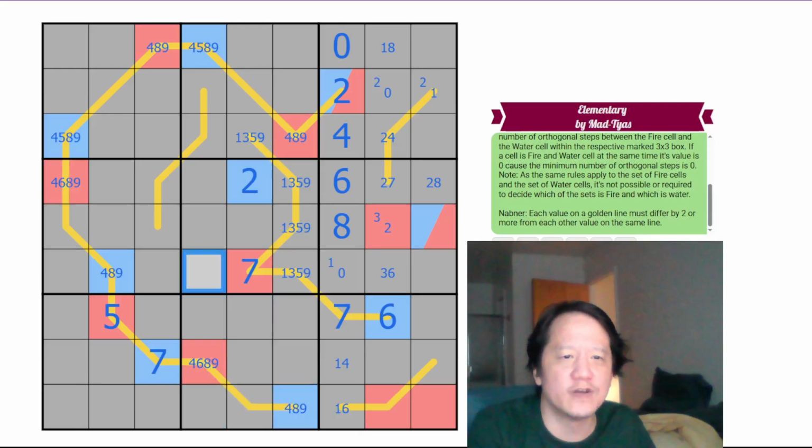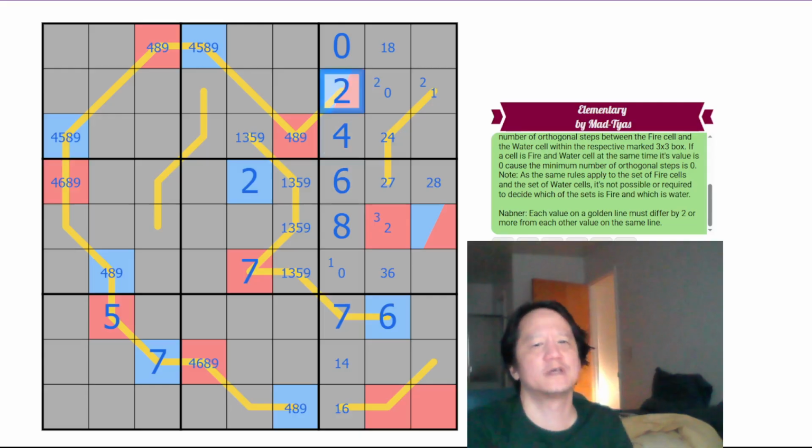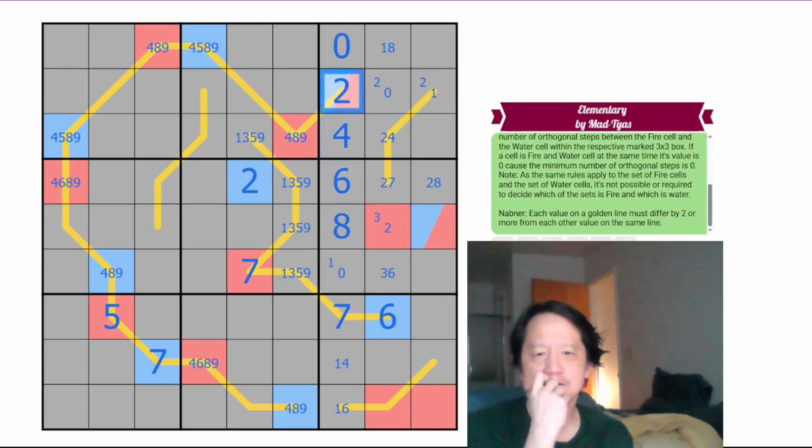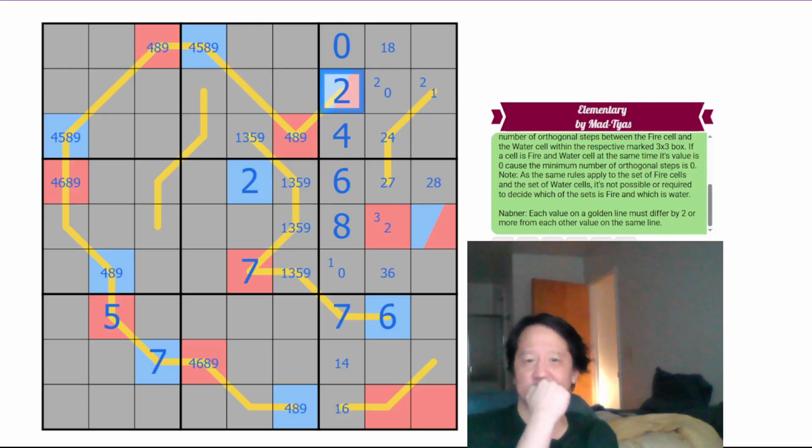This is 4, 5, 8, 9. So 6 is in one of the reds. We have 2 here, which means this can't be 2. Seems fine.